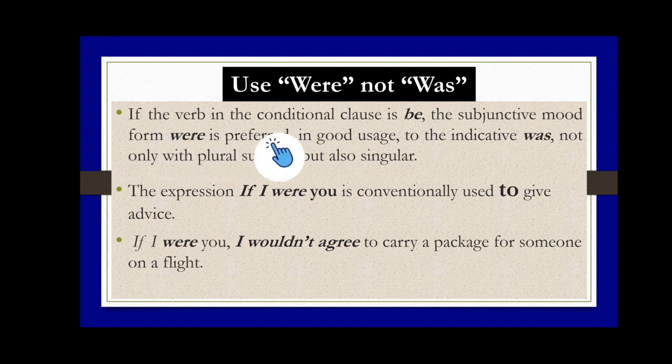So, if the verb in the conditional clause is be, like was and were, the subjunctive mood form were is preferred in good usage to the indicative was, not always with plural subjects but also singular. So it means that were is used with all subjects, singular as well as plural. Now, the expression if I were you is conventionally used to give advice. And if I were you, I wouldn't agree to carry a package for someone on the flight.